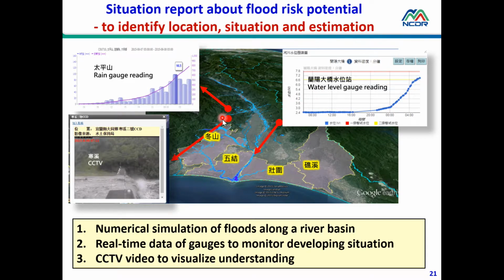And even in the upstream area, we also realize there is some flash flood in this area. In our case, we try to combine the numerical model here. The numerical model also shows the flood situation. So on this map, we combine rain gauge data, water level gauge data, real-time TV, and this numerical simulation on the GIS map. From this, it helps us to explain the situation.